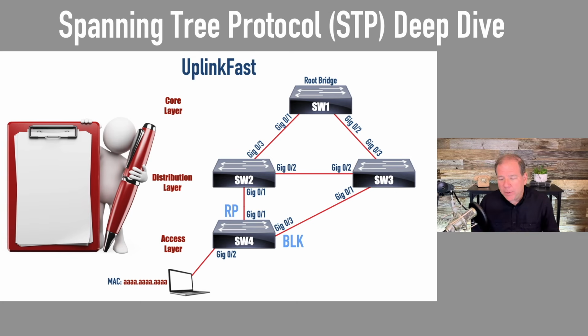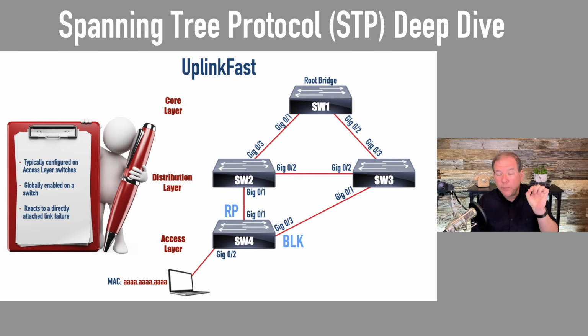Now, in this topology, notice that I've got a laptop at the bottom of the screen, and we're pretending it has a MAC address of all A's. And we're typically going to use this UplinkFast feature on access layer switches. And we don't turn it on for a specific port, we turn it on for the entire switch. And it's going to react to a direct link failure. You see, here are the port states on SW4. Pay careful attention to this.